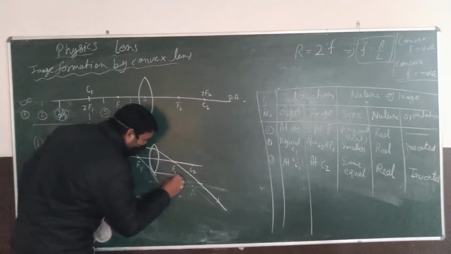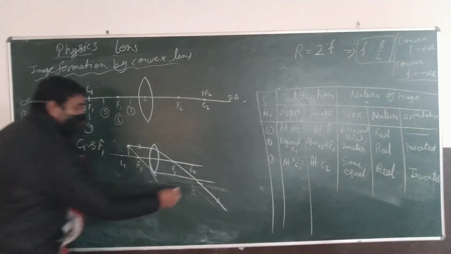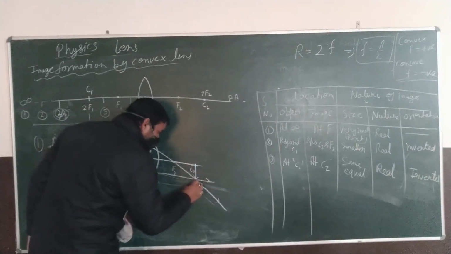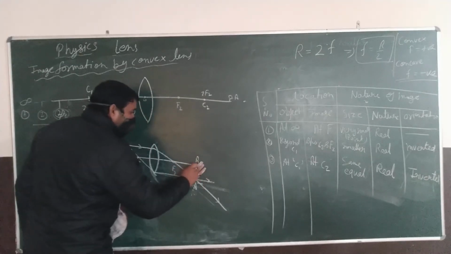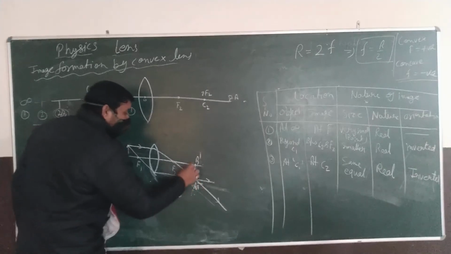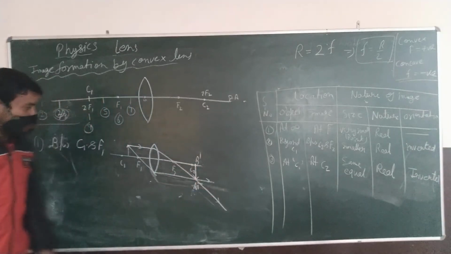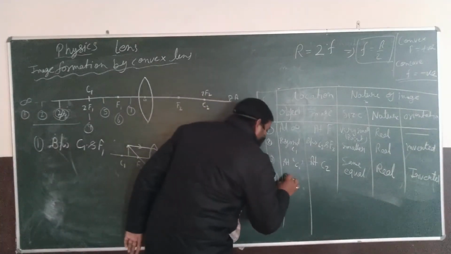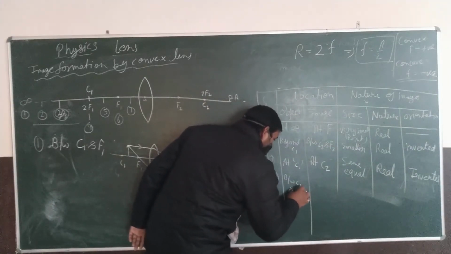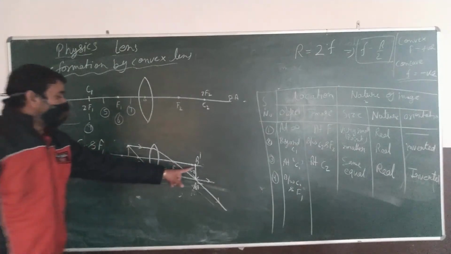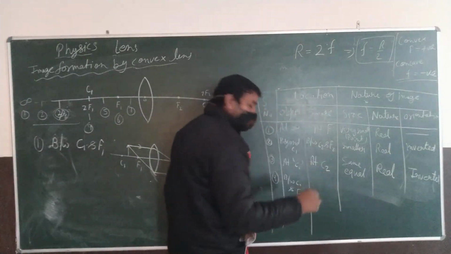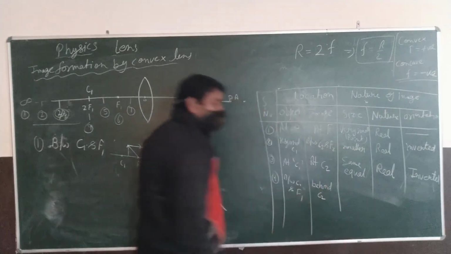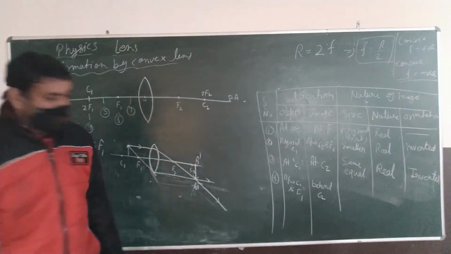What you observe now, when you draw a perpendicular, you will get the image A dash B dash, which is beyond C. Now for the fourth condition, the object between C1 and F1, the image is formed behind C2, not beyond. Or you can also say after C2.